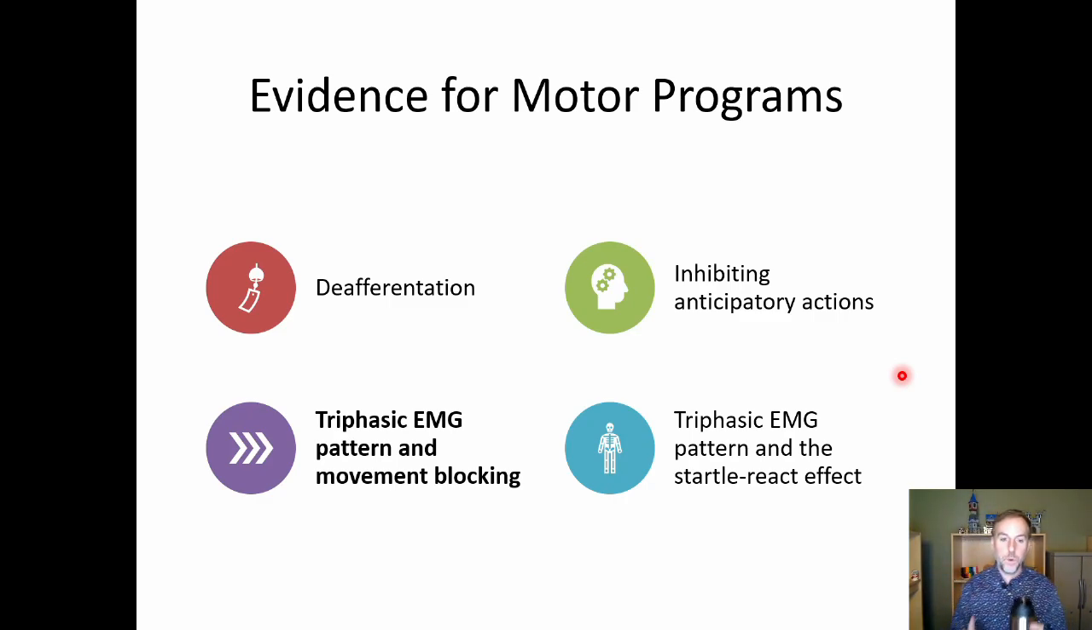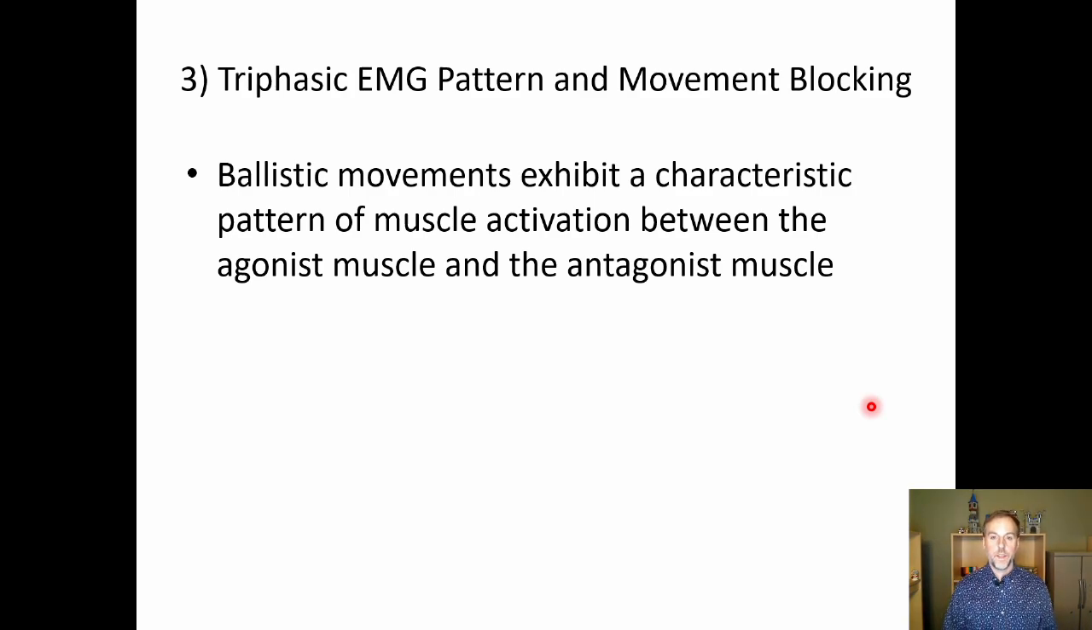Okay, 2 more examples. The last 2 both involve what we call triphasic EMG. So we'll start by first talking about what that is, and that will help us for the last 2 experiments. So ballistic movements, fast movements, they exhibit a characteristic pattern of muscle activations between the agonist and the antagonist.